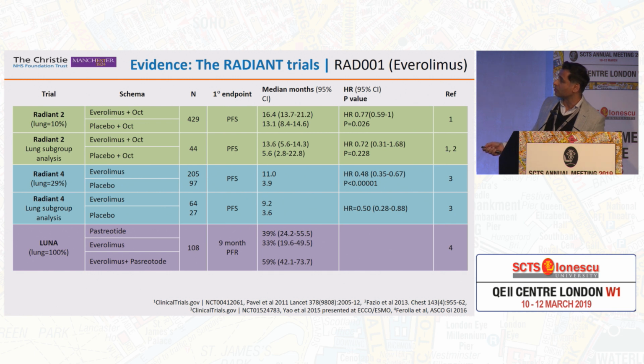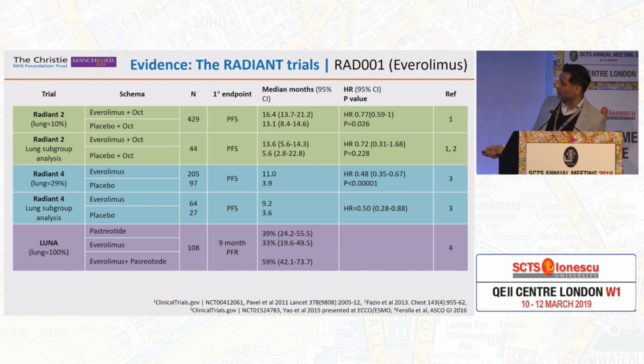So in RADIANT-2, there was an unscheduled subgroup analysis of the lung cohort, and what they found was that although the progression-free survival, which was the primary endpoint, was non-significant, there was a trend, and that led them to do a planned subgroup analysis in RADIANT-4, which showed that there was a strong reason for giving everolimus in a relapsing patient.